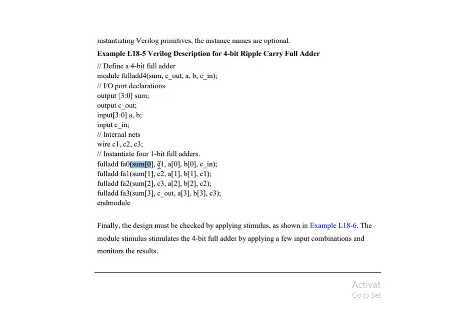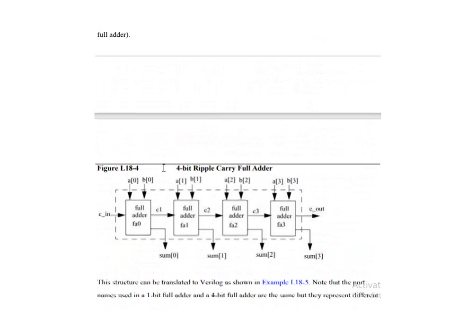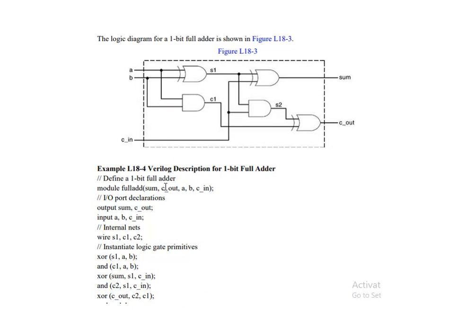What will be C1 behavior? C1 goes to full add. Full add program is here. C1 matches to C out. Now mapping happens with respect to this circuit and that circuit. In that circuit it is C1, in the main circuit. In the sub circuit it is C out. So what is C out here?